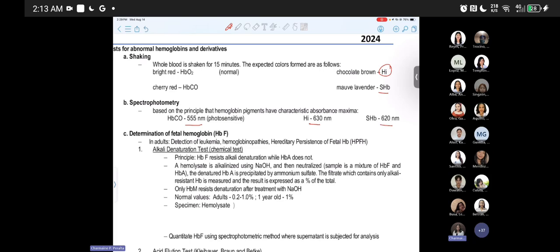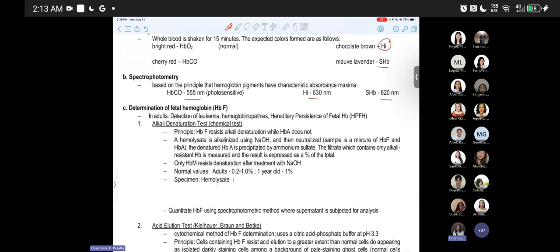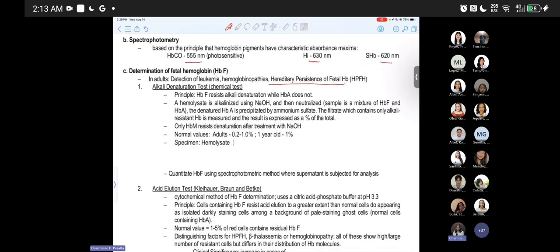Next, determination of fetal hemoglobin. In cases of HPFH or hereditary persistence of fetal hemoglobin, ibig sabihin, sobrang taas pa rin ang percentage ng fetal hemoglobin sa adult. Dapat normally less than 2%. So for the determination of fetal hemoglobin, we have alkali denaturation test and acid elution test. Sa alkali denaturation test, this is a colorimetric. So principle, hemoglobin F resists alkali denaturation while HbA, or adult hemoglobin, does not.